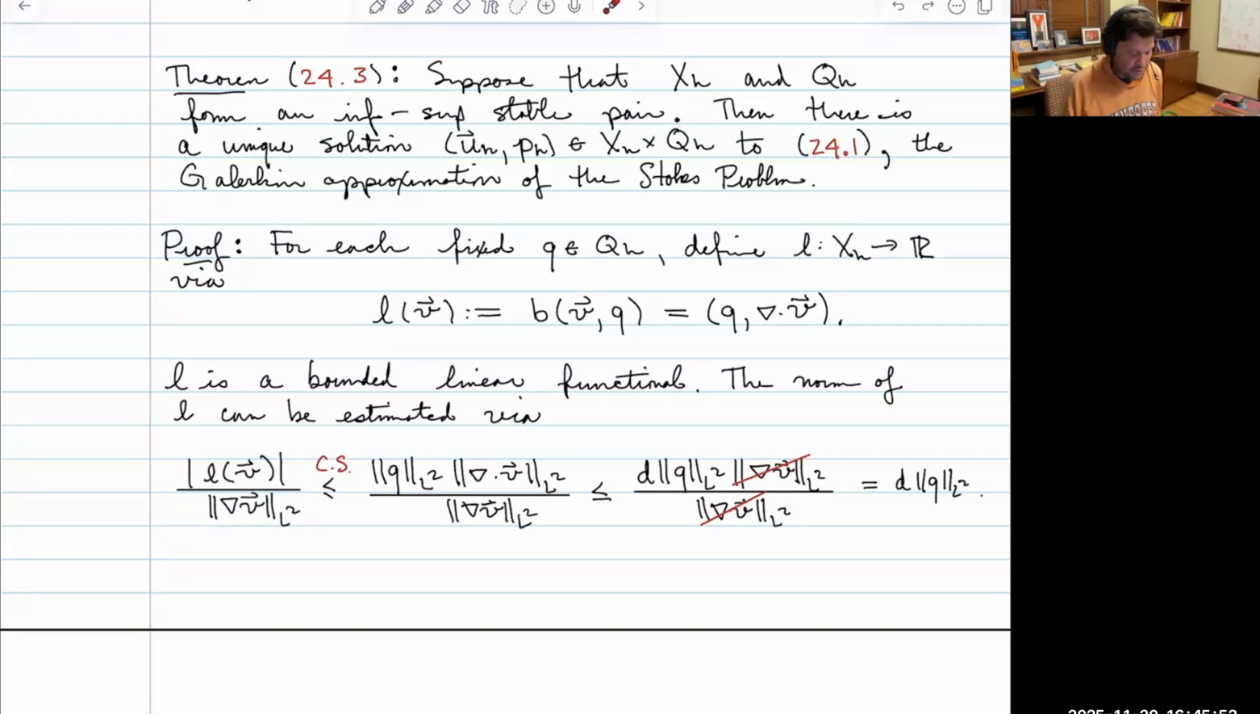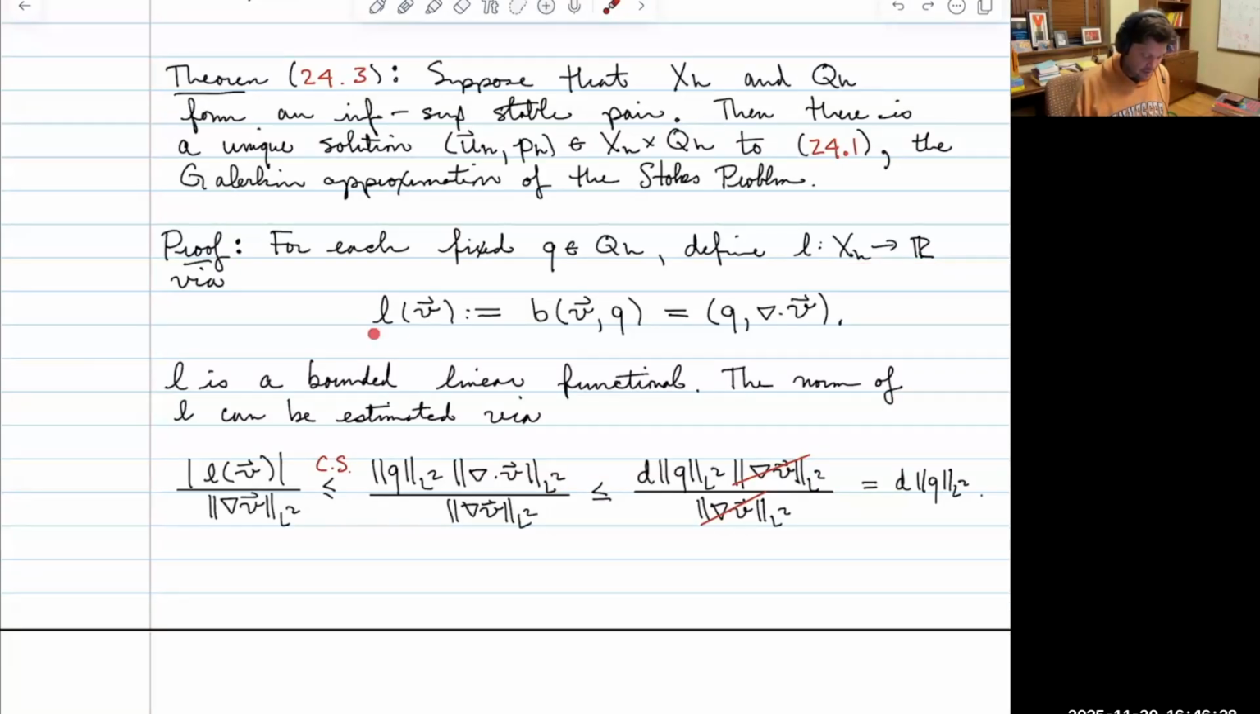So let's try to do the pressure solution first. So let's look at pressures. Let Q be an arbitrary pressure, and let's define a linear functional in the following way. The linear functional is going to be a functional on the space Xh, and it's going to be called L. So L takes velocities and maps them into real numbers.